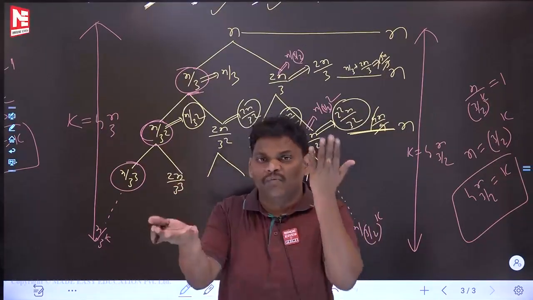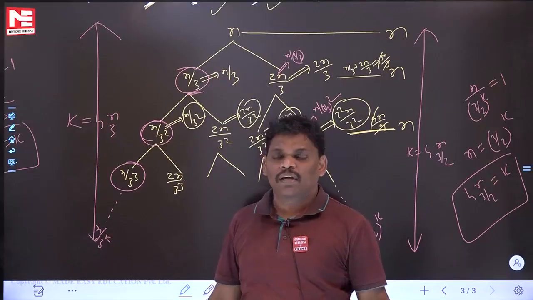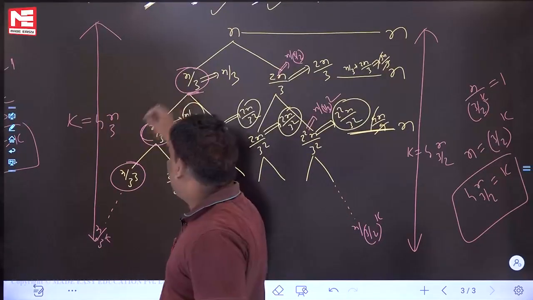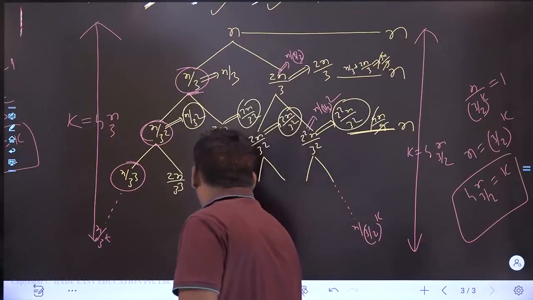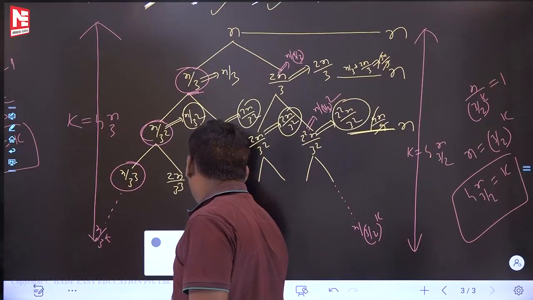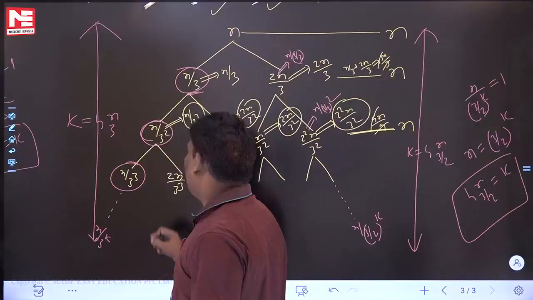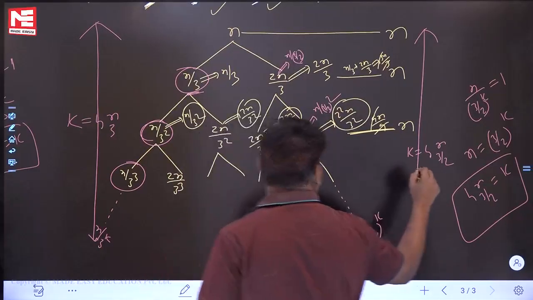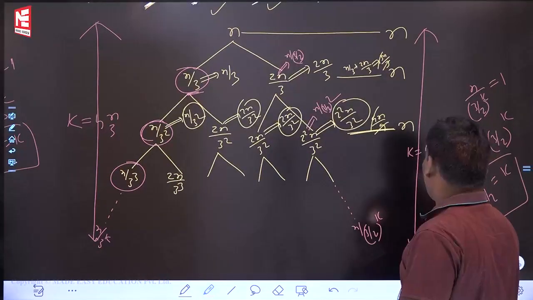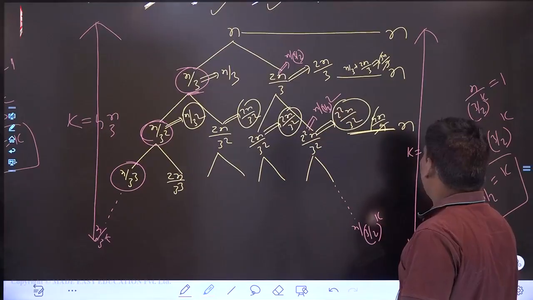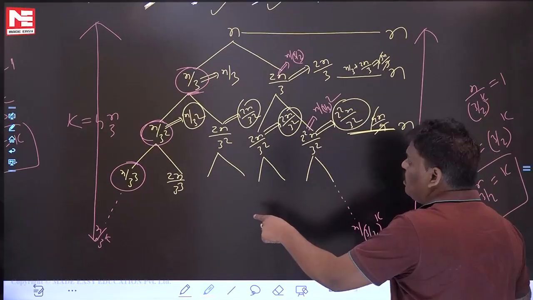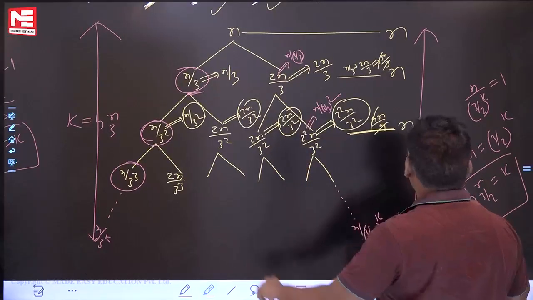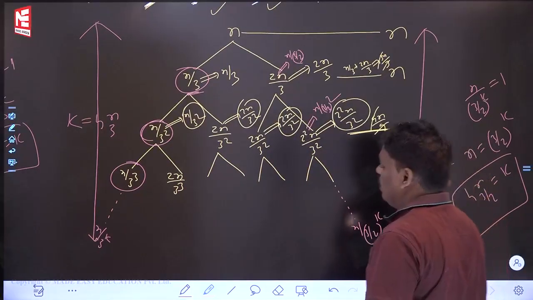You are dividing differently, so different heights came. Log n base 3 is the left height, log n base 3 by 2 is the right height. Which is bigger, log n base 3 or log n base 3 by 2? Everyone knows 3 by 2 means 1.5, and a small base means a big value. Log n base 1.5 is a big value, while log n base 3 is the very small value. What is the meaning?